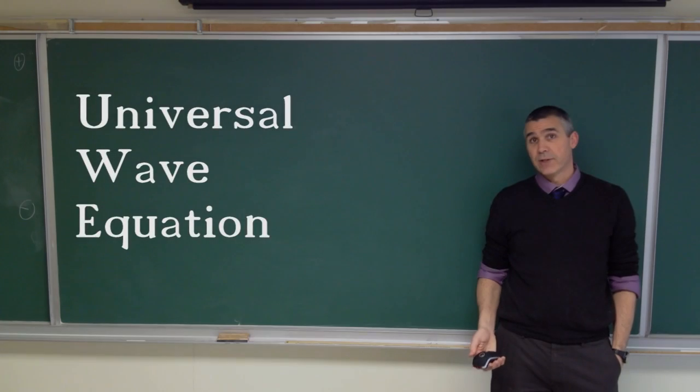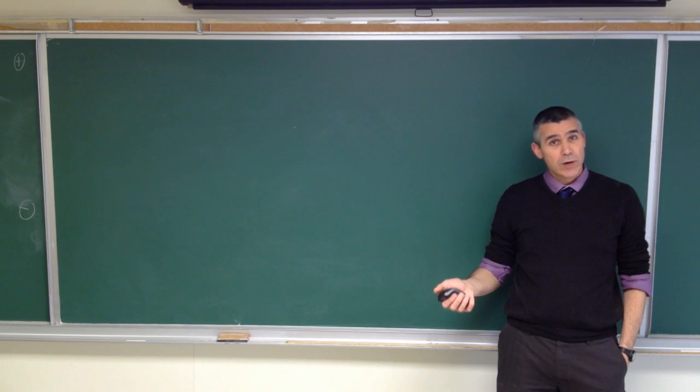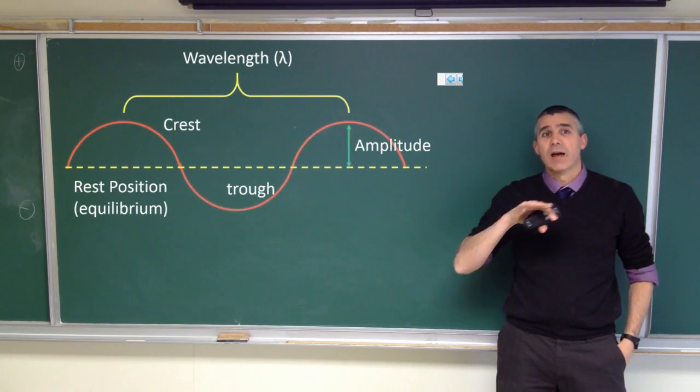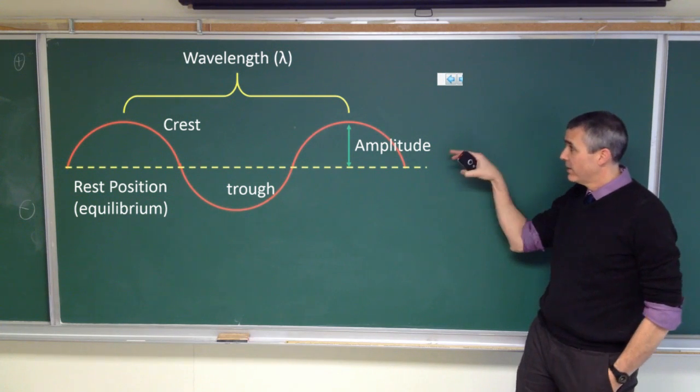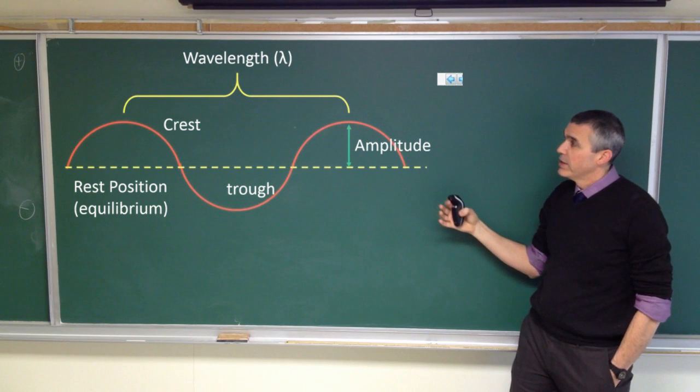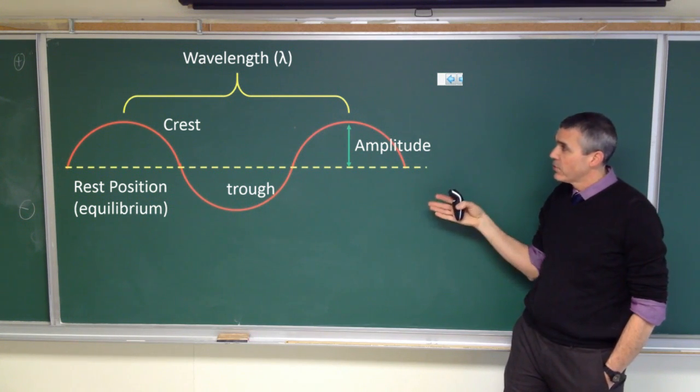Okay, welcome back to our little discussion on waves. Just a quick refresher on the anatomy of a wave. With all the different parts of the wave, we have our rest position. The yellow dashed line is the rest position. We have the wave itself, which is the red line. We have crests, we have troughs.